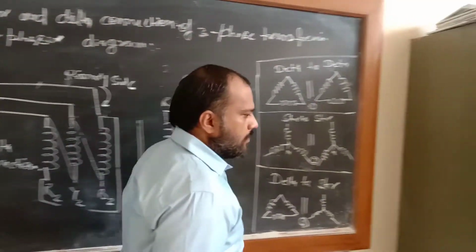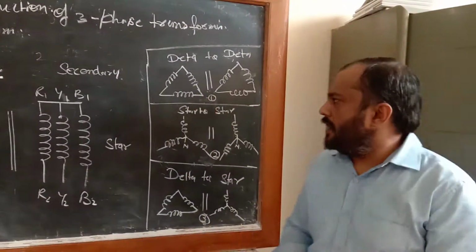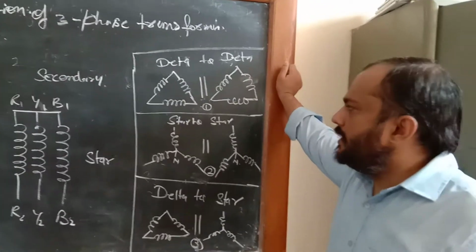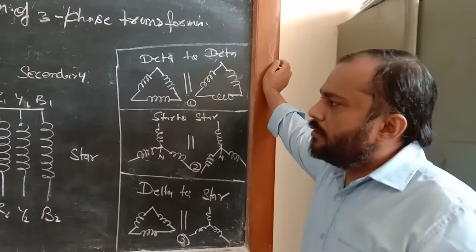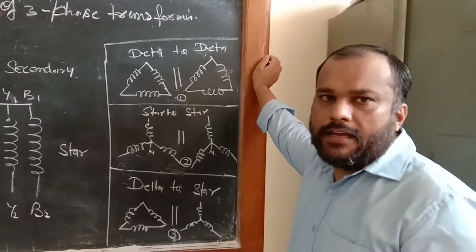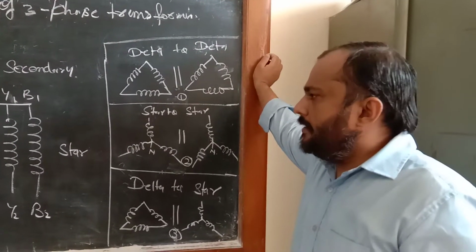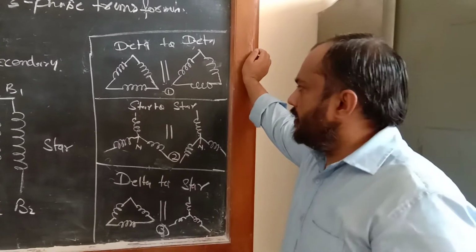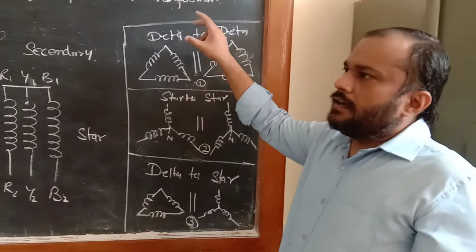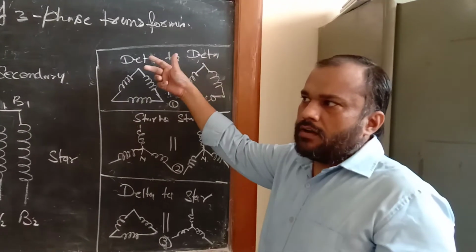A three-phase transformer is one in which we have three windings on the primary side and three windings on the secondary side. These three windings are known as R, Y, B or A, B, C depending upon their name. And there are two possible configurations: one is star and the other one is delta. So we can connect these windings in the form of star or delta.